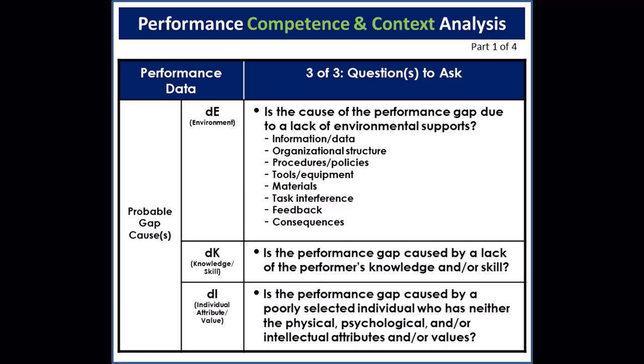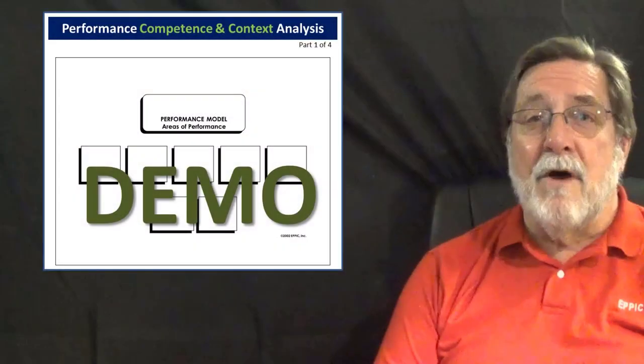Attributes that are physical in nature, psychological in nature, or intellectual in nature. And then there's personal values. Either these are conducive to the requirements from the process, from the performance, or they are not. Let's do a demo.